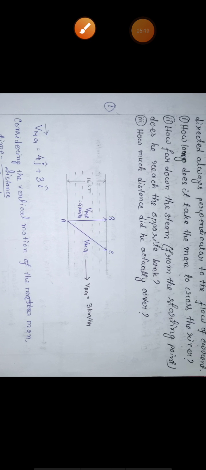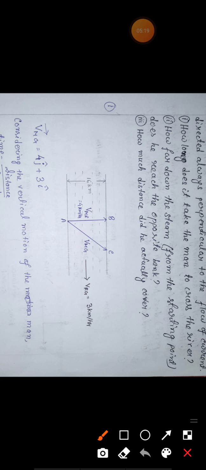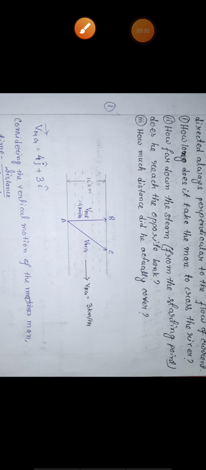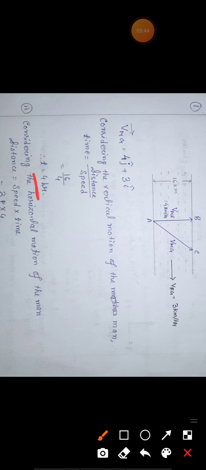The second part of the question is, how far down the stream from the starting point does he reach the opposite bank? So how far will he go? What is his displacement along the opposite bank? So you have to find out this much distance, the BC distance. BC distance is equal to how much? You know that distance is equal to speed into time, correct? Time we found out is 4 hour.